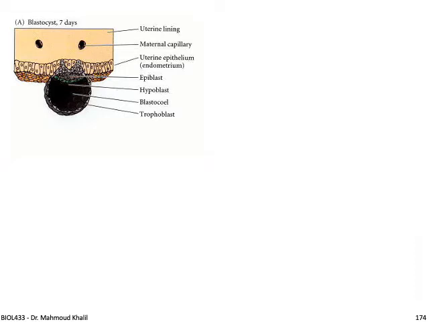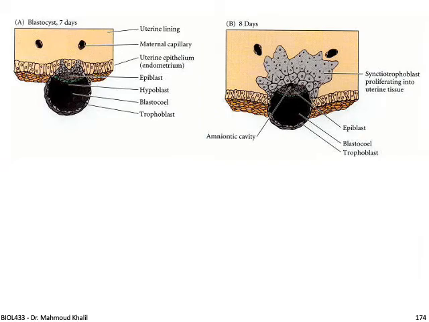Here you can see the blastocyst at 7 days post-fertilization, starting to implant inside the uterine lining. You can see that the embryo now consists of epiblast, hypoblast, blastocoele, and trophoblast, and is embedded into the uterine epithelium, which is the endometrium. Soon the embryo starts to enlarge and a cavity appears, the amniotic cavity. And you can see that parts of the trophoblast are proliferating into the uterine tissue.